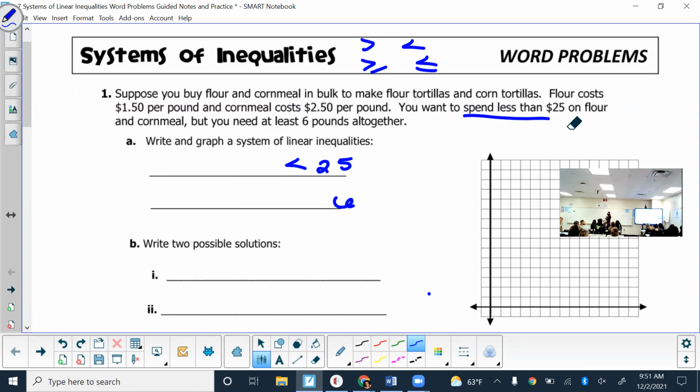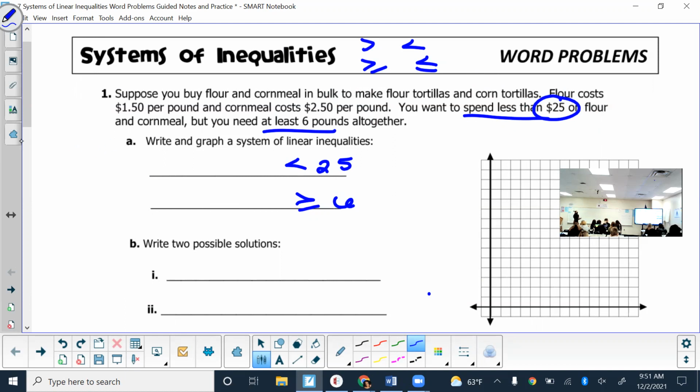And then for the 6 pounds, so we need at least 6 pounds. Look at the words in front of the total. If what goes here is my pounds, then it needs to be at least 6. Can it be greater than? Yes, if I need at least 6, I can have more than 6. Can it be exactly 6? Yes, at least 6. Yes, it can be 6. So put that little line underneath. Does that make sense?